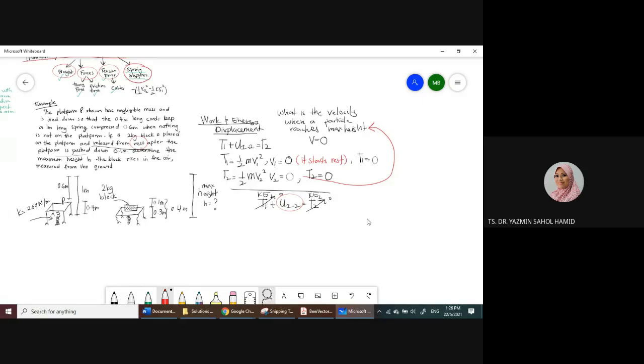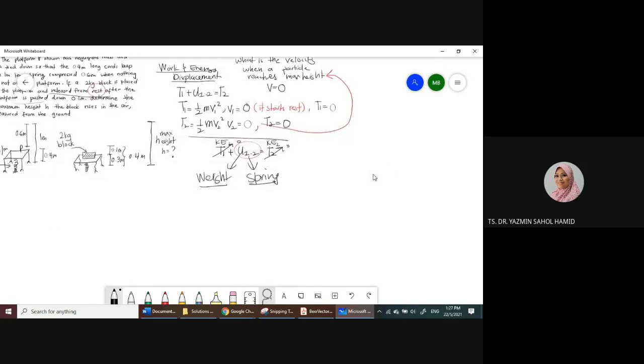What work is involved in this question? Work due to spring force. Weight and spring. Yes, that's correct. So we have one due to the weight and the other due to the spring. Only those two are involved in this question. So let's write down the work. We have two types of work here. First T1 equals 0, plus the work due to weight. Now remember the formula?